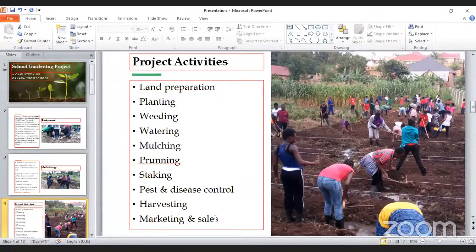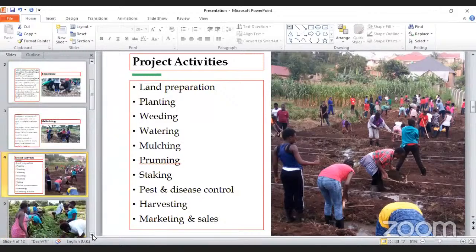The parents are actually willing to buy these vegetables at a much higher price. I remember one time we had a parent buying a sack of cabbages and then donating them to the school. So that was very, very nice. So we could always have a marketing and selling day to the parents on those visitation days.